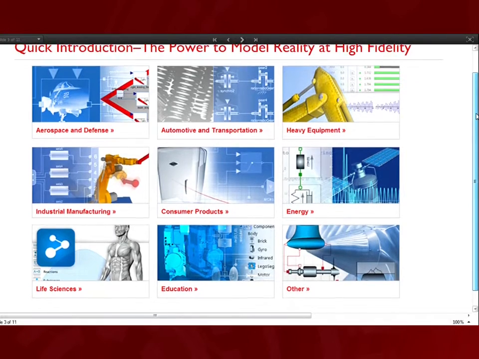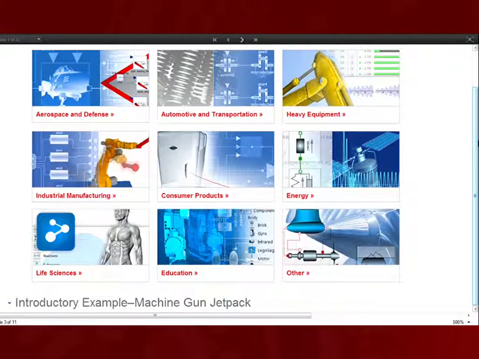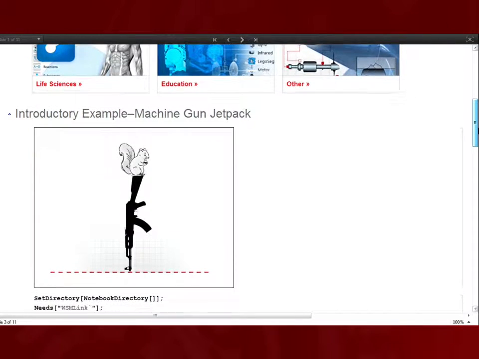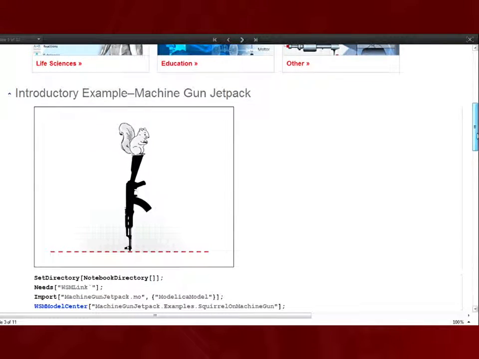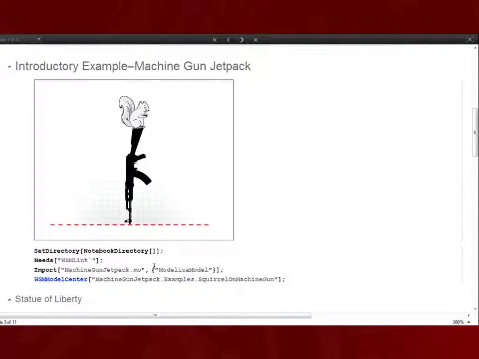basic example. How many here have wondered what a squirrel can do with a machine gun jetpack? Well, typically I start with a DC motor as the introductory example, but I thought that was not as fun as investigating what will happen if a squirrel had a machine gun and tried to use that to propel himself up in the air. Some of you might have seen this as a blog already or as XKCD, but still I think it's a very good illustration of how to use SystemModeler.